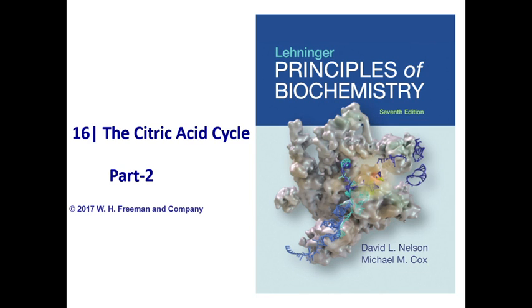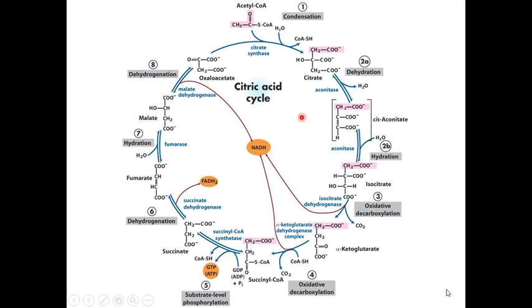Welcome back to Chapter 16, the citric acid cycle. In part 2 of this chapter, we will discuss reactions of the citric acid cycle. Reactions of the citric acid cycle are summarized in this slide. As you can see, there are 8 different reactions that happen in this cycle.